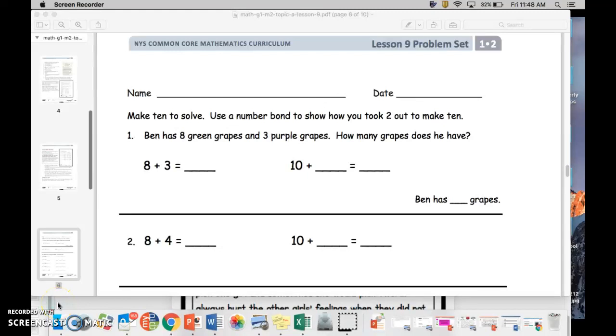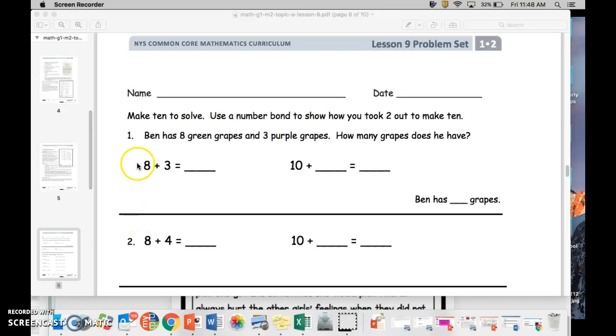Okay, for problem set 9, just like you did in your learning, you're going to make 10 to solve. So we're still using that same strategy. You're going to use a number bond to show how you took 2 out to make 10. So number 1 says, Ben has 8 green grapes and 3 purple grapes. How many grapes does he have?